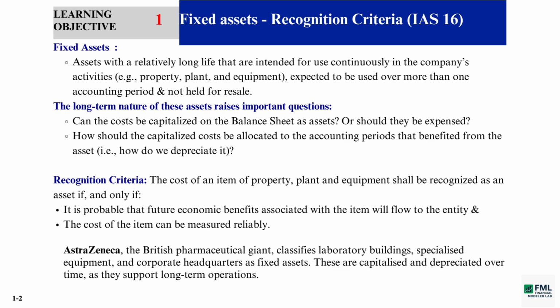Recognition criteria. The cost of an item of property, plant, and equipment shall be recognized as an asset if, and only if, it is probable that future economic benefits associated with the item will flow to the entity and the cost of the item can be measured reliably. AstraZeneca, the British pharmaceutical giant, classifies laboratory buildings, specialized equipment, and corporate headquarters as fixed assets. These are capitalized and depreciated over time, as they support long-term operations. Once recognized, the next step is choosing the appropriate valuation model.